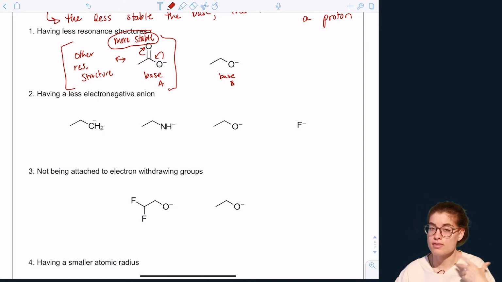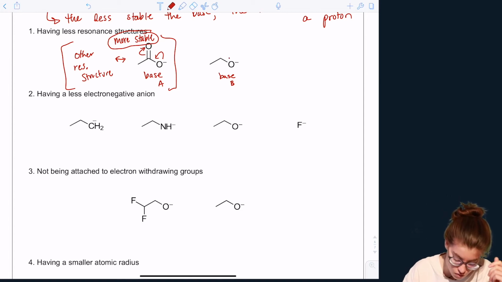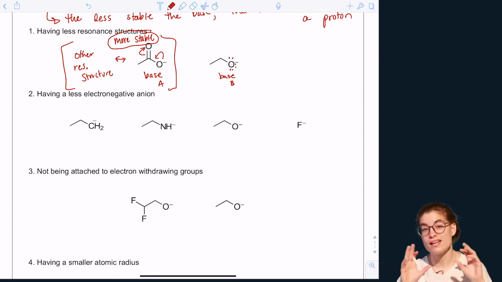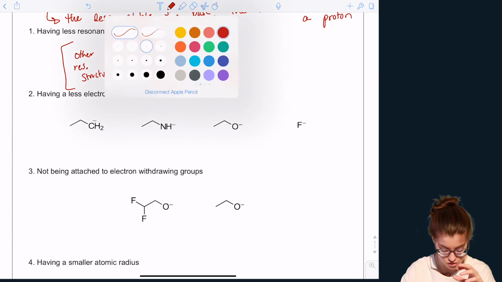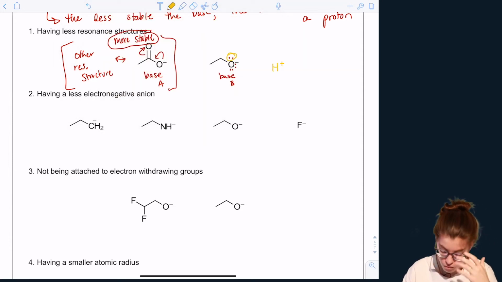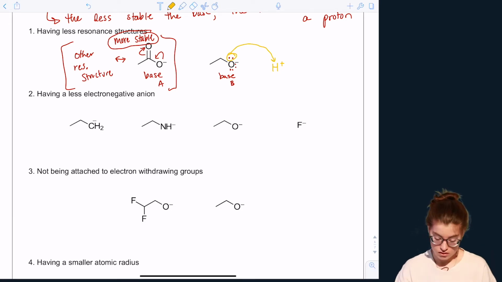The other way you could think about it is what part of a base grabs a proton? Well, usually it's a lone pair. Sometimes it's a pi bond, but usually it's a lone pair. So let's actually draw this out. Let's say I have a proton right here. What part of this base in base B grabs the proton? Well, that's the lone pair. So the lone pair grabs the proton.